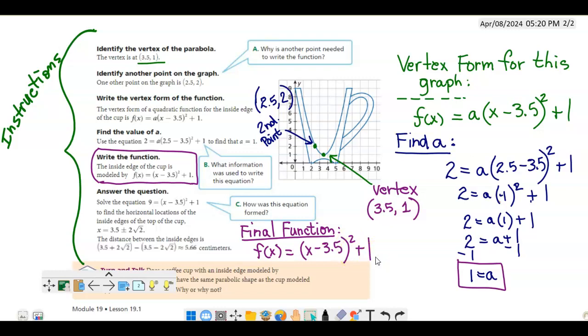So that's it, young people. Your job is to do the worksheet. You have 6 graphs, and you have to identify the equation for those graphs.